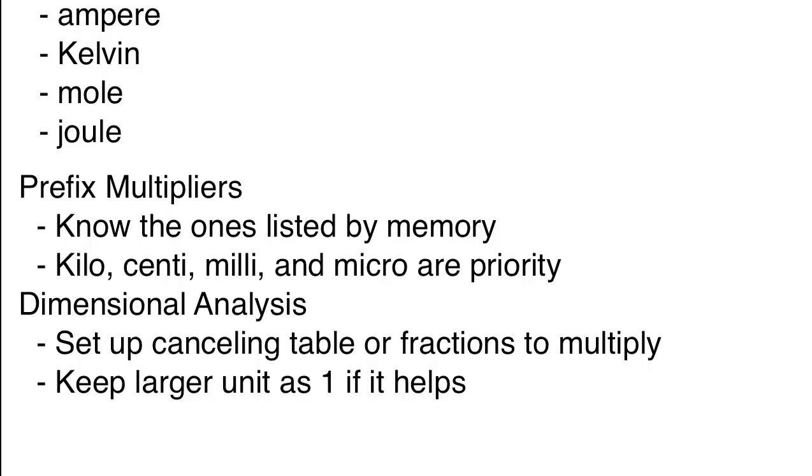Also, keep in mind that if you struggle with where to put the negative exponents when you're dealing with some of these multipliers, you can always keep the larger unit as 1, and then the smaller unit should get the larger multiplier or the larger number, like 10 to the 3rd, 10 to the 6th, etc. And that pretty much covers it from start to finish as far as what we talked about.